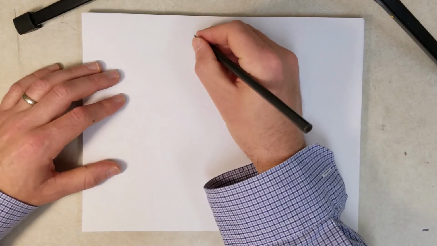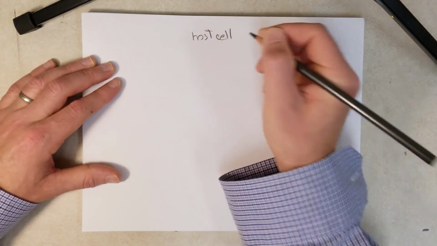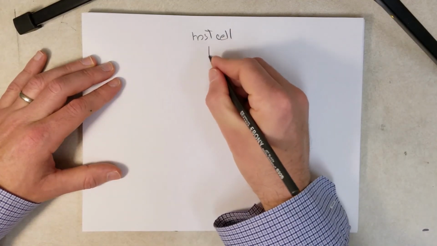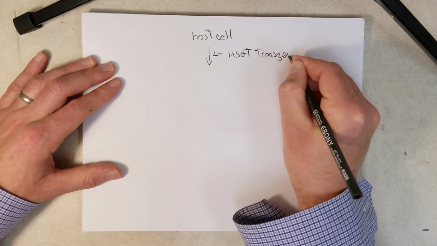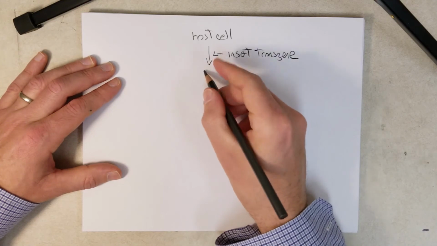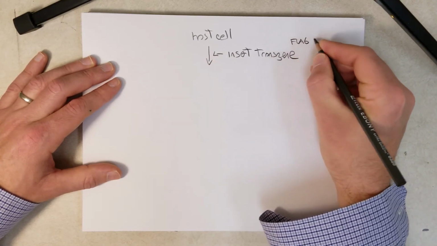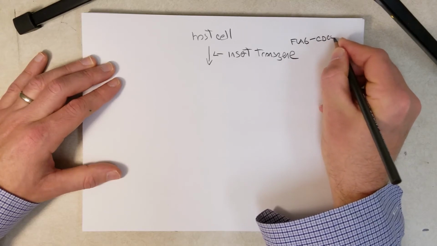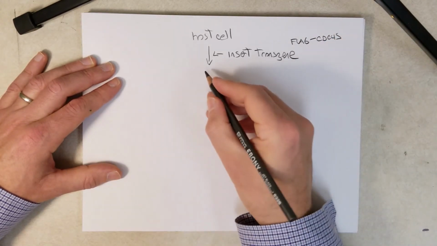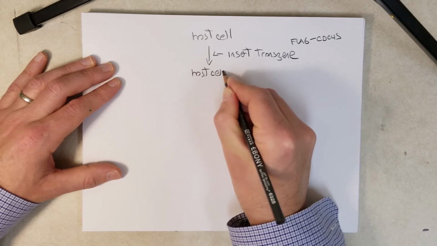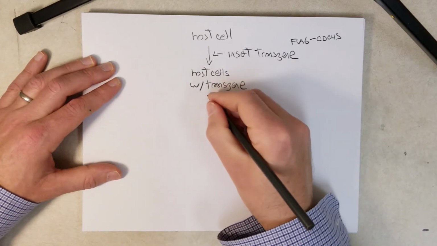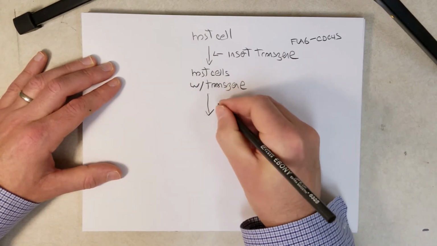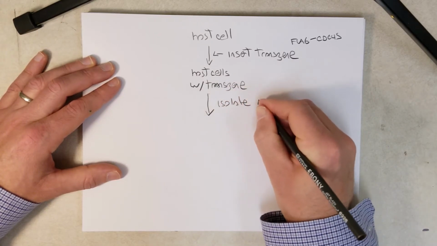Now, how are we going to do that? Well, essentially, what we need to do is take a host cell, like Saccharomyces cerevisiae yeast. We need to insert the transgene, which in this case will express the flag CDC45 protein, the fusion protein. Then we have our host cells with the transgene. What we need to do is grow these host cells, and then we need to isolate all the proteins.